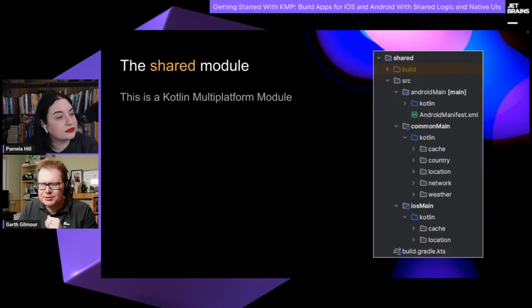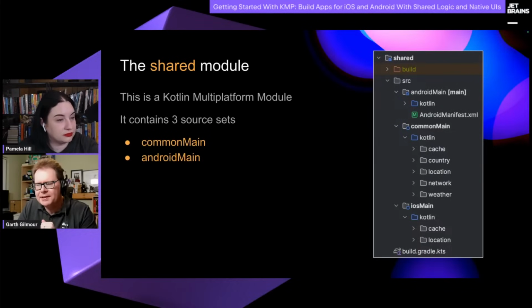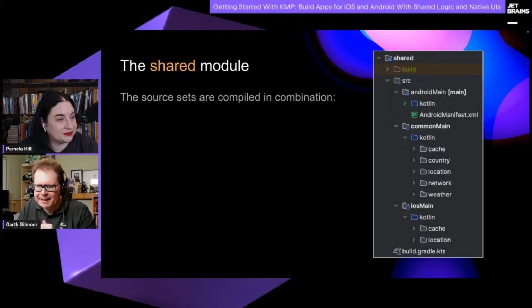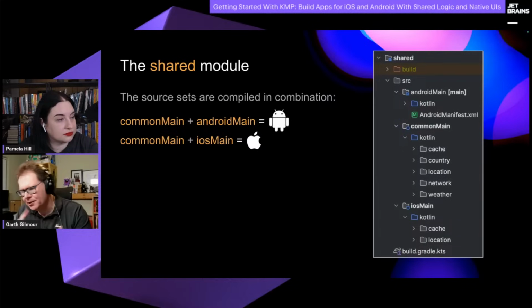So the shared module is a Kotlin Multiplatform module. And as you can see from the picture on the right, we've got three source sets: commonMain, androidMain, and iosMain. Which of these source sets get compiled depends on which platform we're currently targeting. Let's say we're building for Android. Then we'll be compiling commonMain with androidMain. And let's say we're building for iOS. Then we'll be compiling commonMain with iosMain. So it's always commonMain, but then we're compiling it with another source set, the one that's specific to the platform that we're targeting.